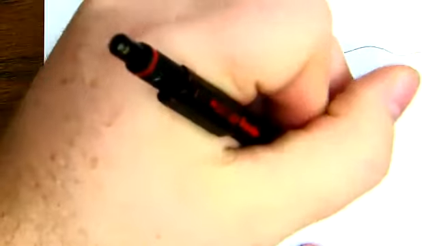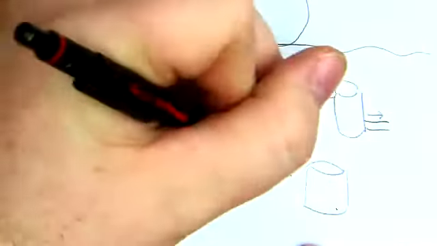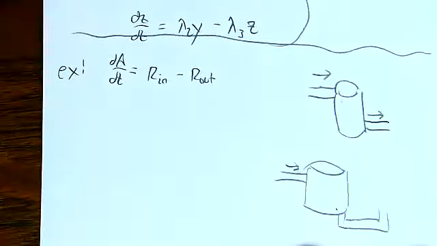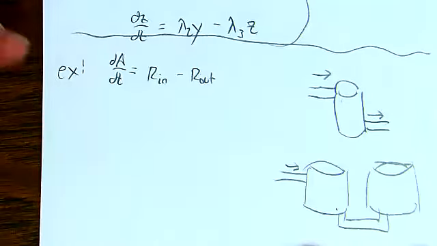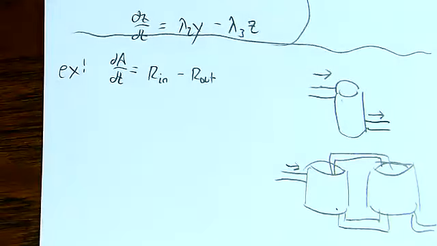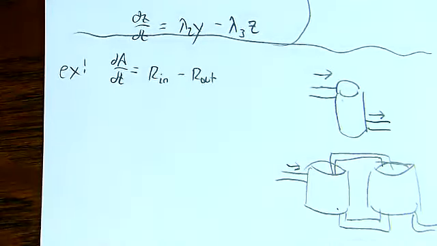But what if we have two vats of chemicals, right? We have salt water coming into this vat and then moving from this vat into another vat, which is then pumped out. And then we have maybe some pump going back and forth between the two. So this is a much more complicated system, right?